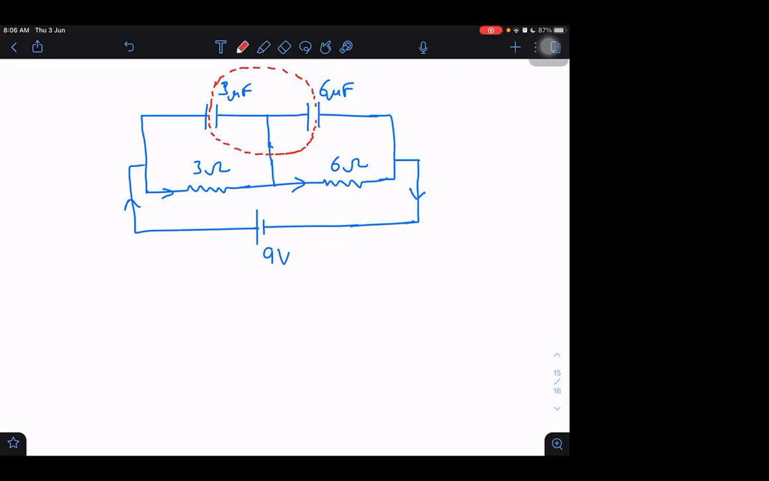Then what is the current now? It will not go through the upper branches. Why not? Because in steady state, these behave like open circuits. Nothing flows through this, nothing flows through this. Only it will flow through these lower branches only. No current can keep on flowing through the capacitors always. This is the first rule. You should remember it.